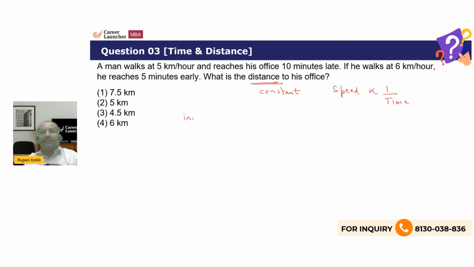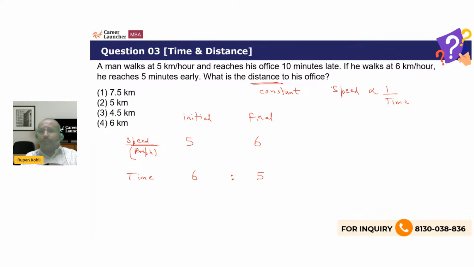So there is an initial situation and there is a final situation. And in both those situations, we know the respective speeds. Initially it was 5, finally it is 6. Speed is inversely proportional to time. Speed is in the ratio of 5 is to 6, in kilometers per hour. Now I'm writing the ratio of time based on that. So 5 is to 6, so 6 is to 5, that is the inverse ratio. So time should be in the ratio of 6 is to 5.